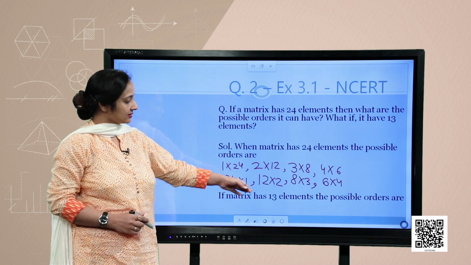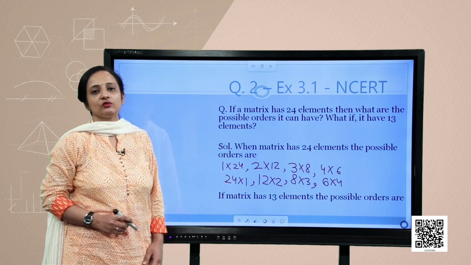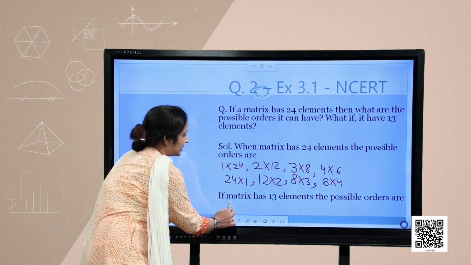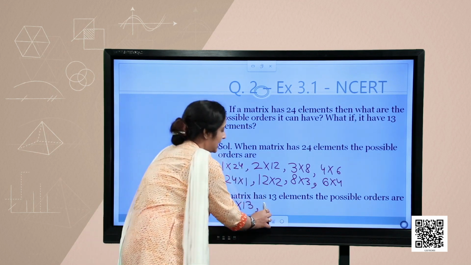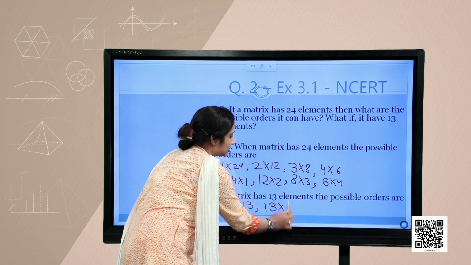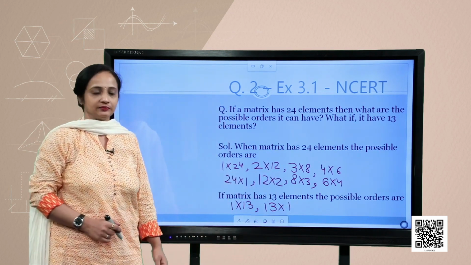The second part says if the matrix has 13 elements, how many possible orders can we have? Since 13 is a prime number, we can have just 2 factors, and that is why we can have just 2 possible orders, 1 by 13 and 13 by 1.